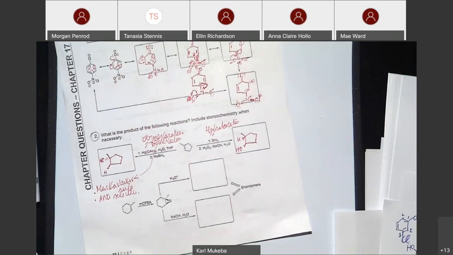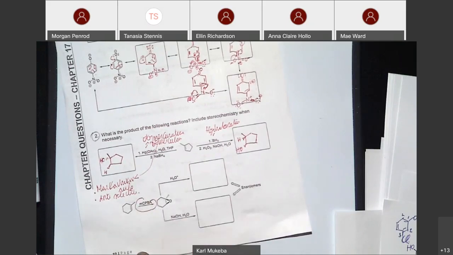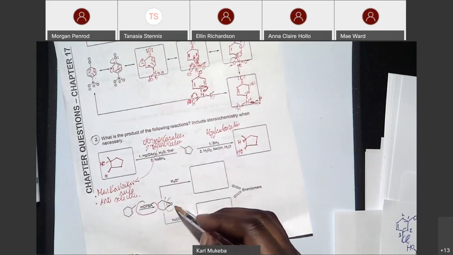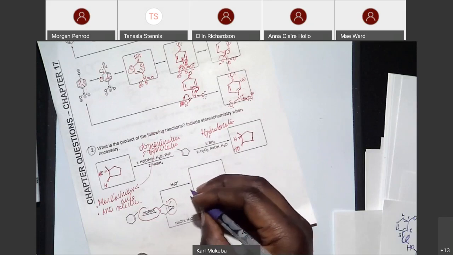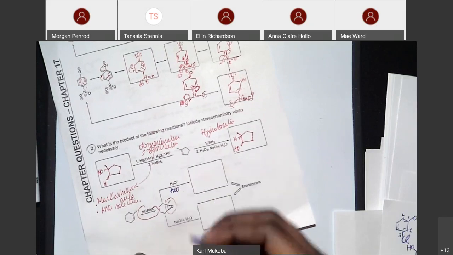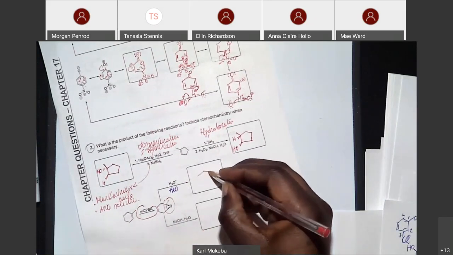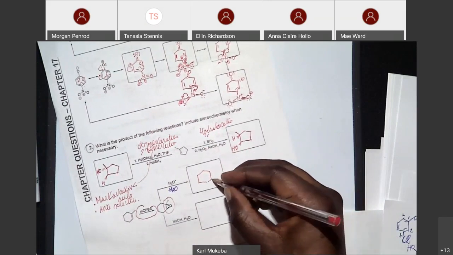So how about the second one? We know that diols can be prepared from the opening of an epoxide. So from this compound, with meta-chloroperbenzoic acid, we get this epoxide. And make sure it's not only H3O plus, it's also OH minus. So what will be your product? You open up the epoxide ring.